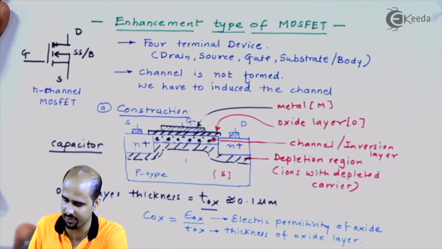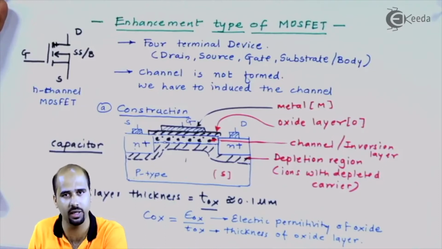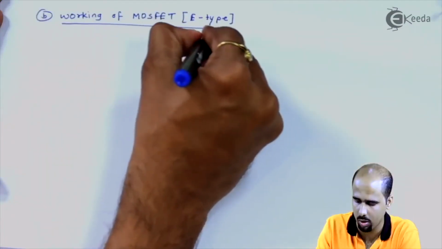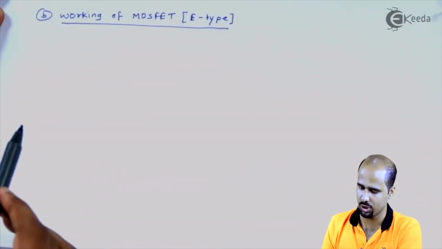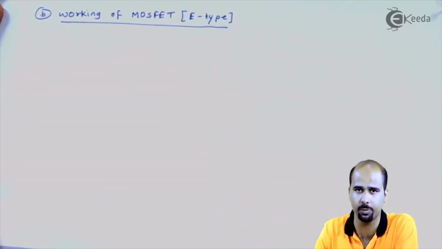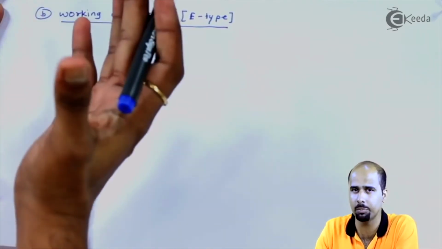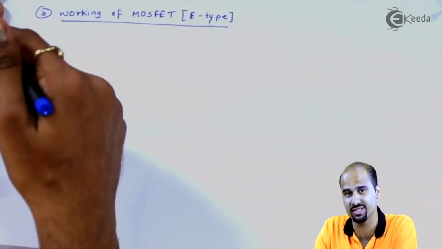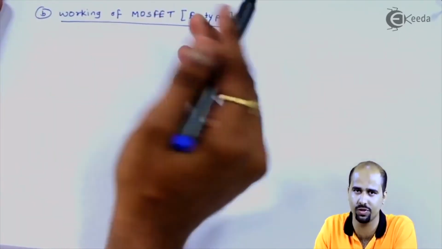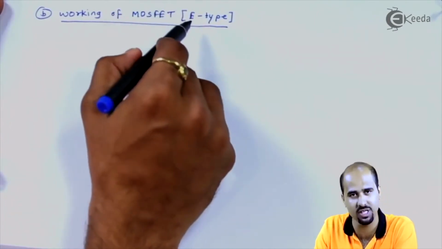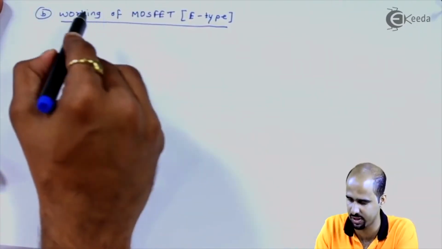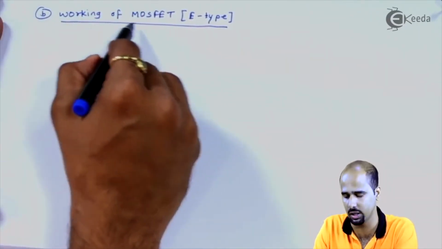So far we have discussed the construction of the enhancement type of MOSFET. Let us move towards the working of the MOSFET. I'm purposely changing the names after a few slides. Working of MOSFET, and in brackets I have written E type. E means enhancement type, D type means depletion type. In your exam they may ask you E type MOSFET or D type MOSFET, so you should not get confused by that term. Keep in mind that E type means enhancement type of MOSFET and D type means depletion type of MOSFET. So let's move towards the working of the MOSFET.